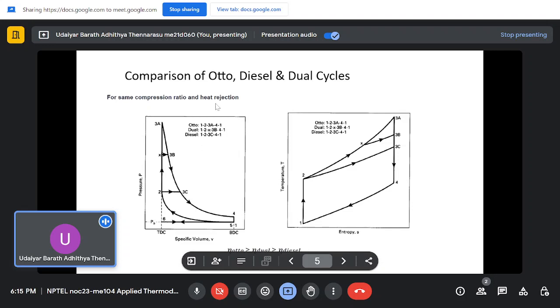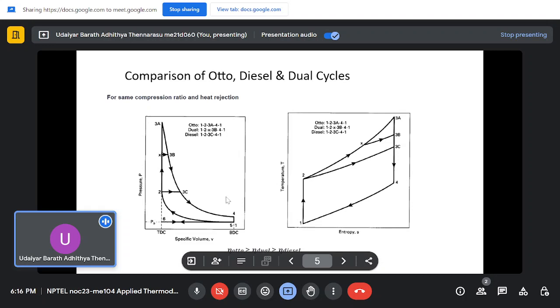Next, in the case of the Otto cycle, from 2 we do a constant volume heat addition. After doing that heat addition, it will reach state 3a, and then the same expansion, 3a to 4, for the same heat rejection, reaches state 4. So the cycle for Otto is 1 2 3a 4, for dual it will be 1 2 3b 4, and diesel will be 1 2 3c 4.